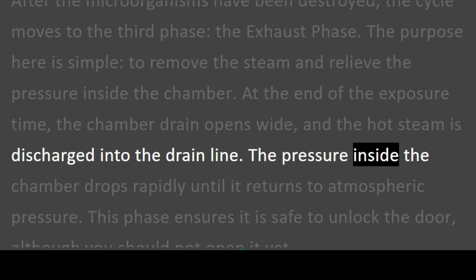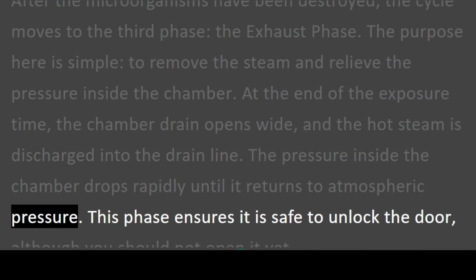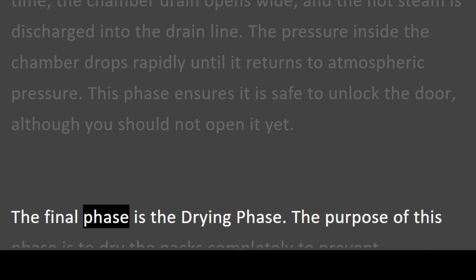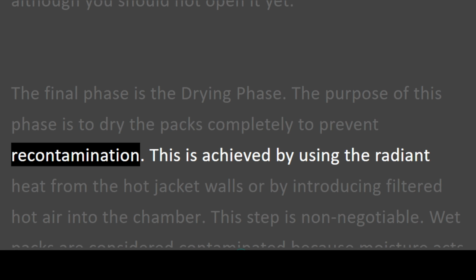The pressure inside the chamber drops rapidly until it returns to atmospheric pressure. This phase ensures it is safe to unlock the door, although you should not open it yet. The final phase is the drying phase. The purpose of this phase is to dry the packs completely to prevent recontamination.